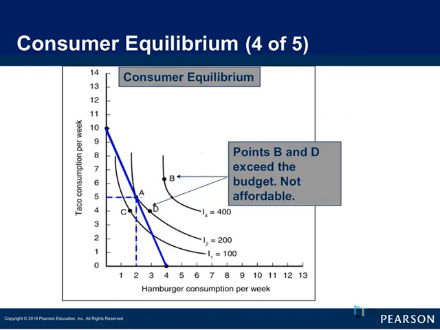While it would be nice to have a higher level of utility and come out to point B, we don't have enough money. All these points are outside our budget line, and therefore we cannot afford points B or D.